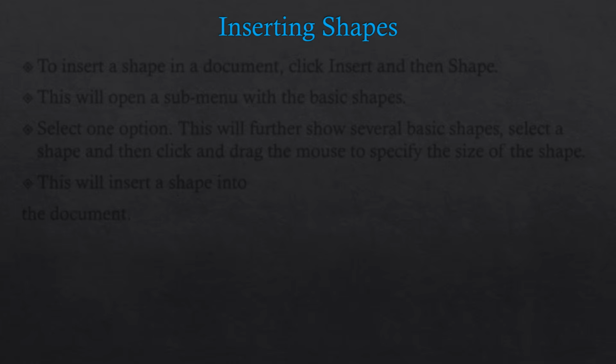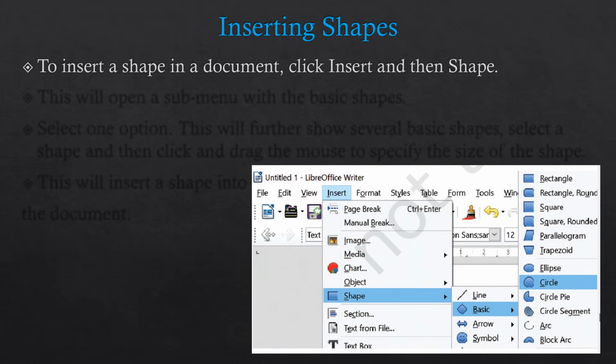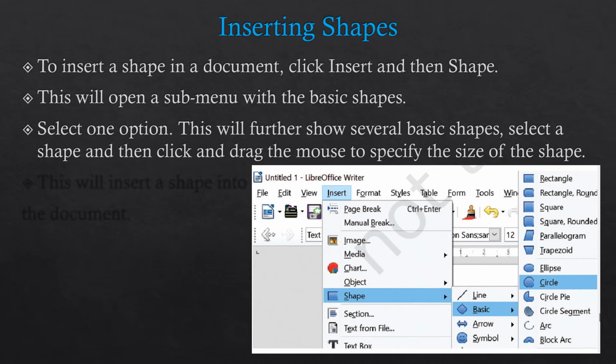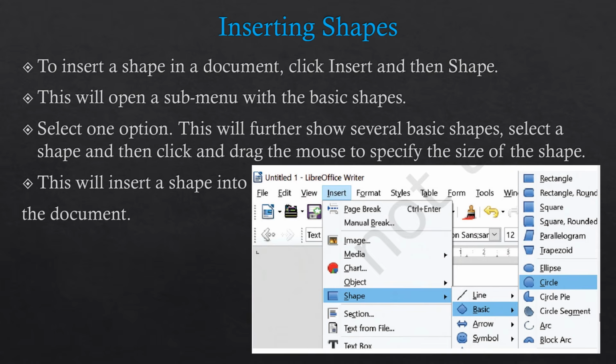To insert a shape in a document, go to the menu bar Insert, then click on Shape. Here you will be shown a submenu with basic shapes. You have to select any one option, then again many options will be shown and you have to select a shape from them. The shape will not be drawn by itself. You have to click and drag the mouse to specify the size of the shape. Once you release the mouse, the shape will be created. This is how you have to insert a shape into a document.